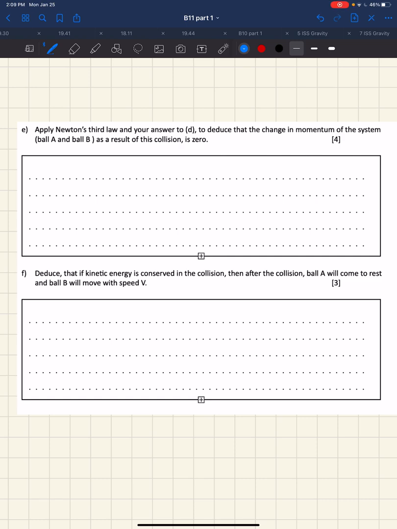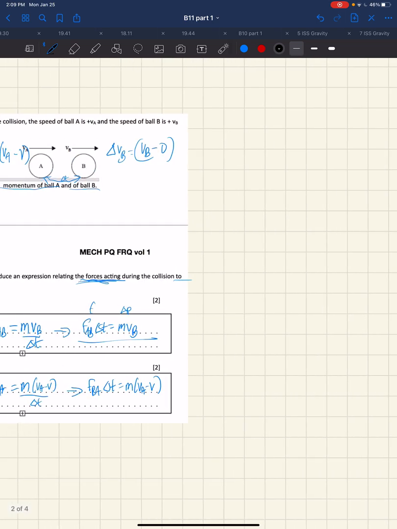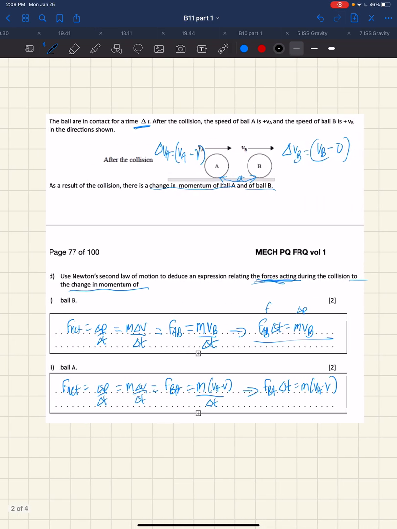In part E, we are asked to start with Newton's third law. For every action, there's an equal and opposite reaction. So we would start out by saying F_AB is equal and opposite to F_BA. And in the previous questions, we defined what those were.